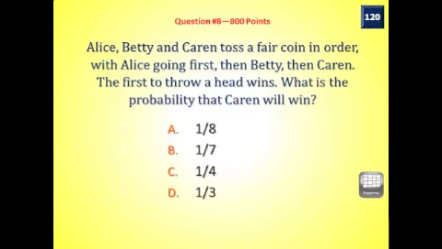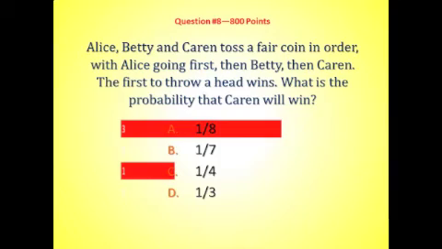And here it is for 800 points. Alice, Betty, and Karen toss a fair coin in order, with Alice going first, then Betty, then Karen, so in alphabetical order. The first to throw a head on the coin wins, not one of their partners' heads, just a head on the coin. What is the probability that Karen will win? Is it A, 1/8, B, 1/7, C, 1/4, or D, 1/3?